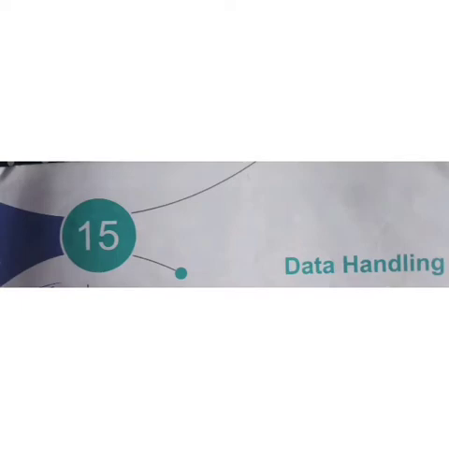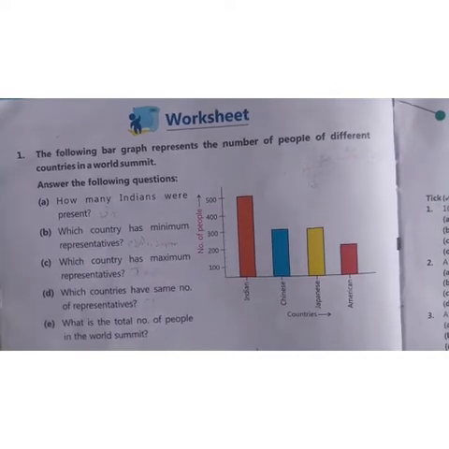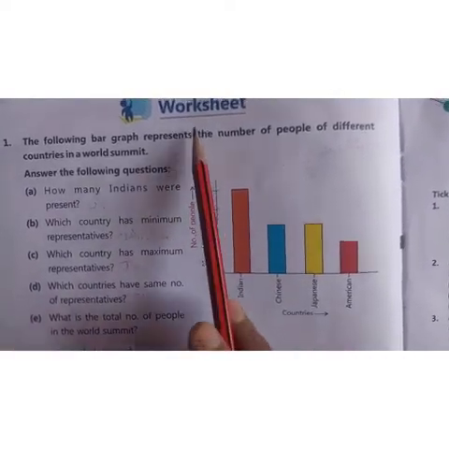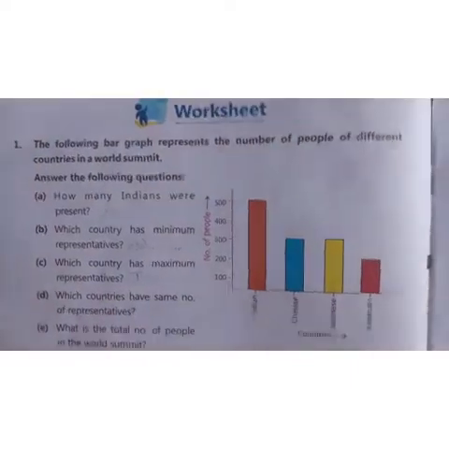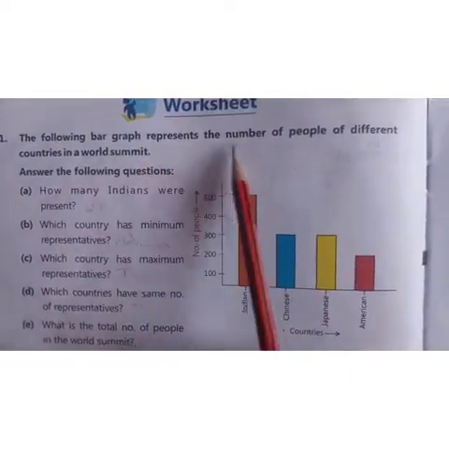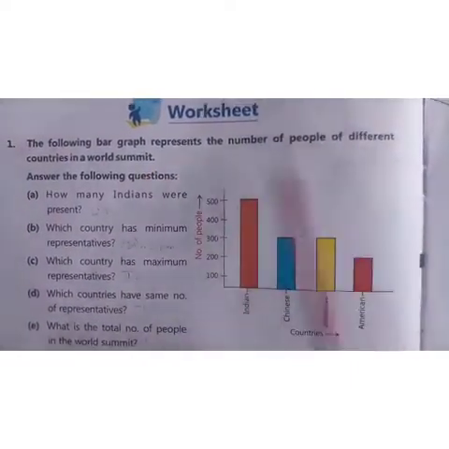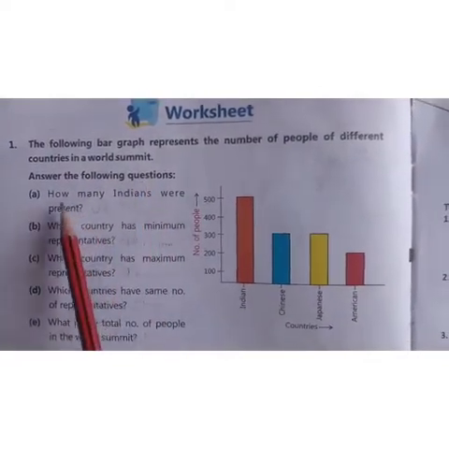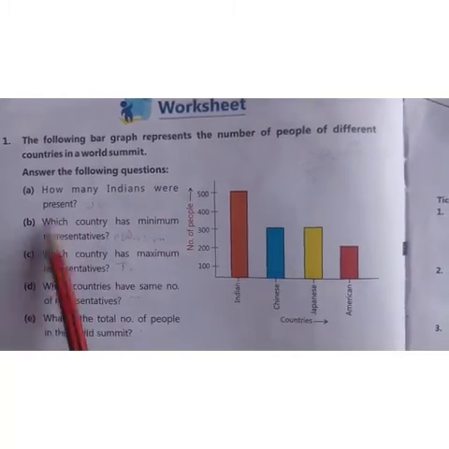So children, let us continue with chapter number 15, data handling. So children, let us begin. Today we will be solving the examples from the worksheet. Question number 1. The following bar graph represents the number of people of different countries in a world summit. Answer the following questions. How many Indians were present?